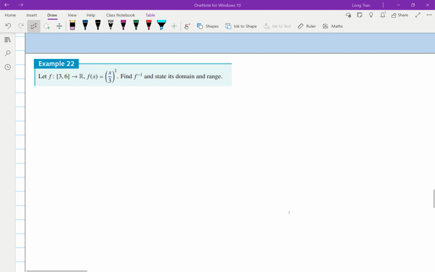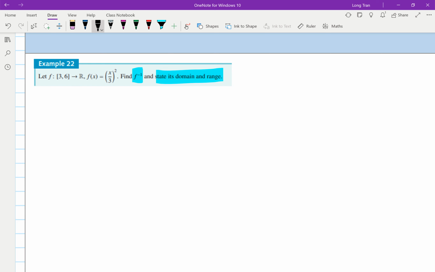Hey there, year 11s. This example here is probably more similar to what you would do next year, probably just a bit easier version, but essentially you'll always need to find the inverse function and then state its domain and range. That's a given, right? It always helps to find the domain and range by simply sketching the original function.